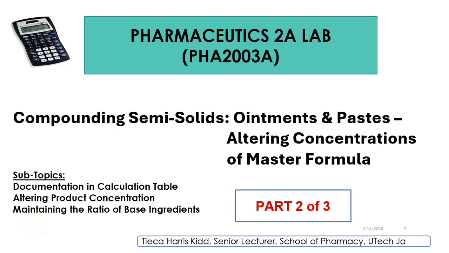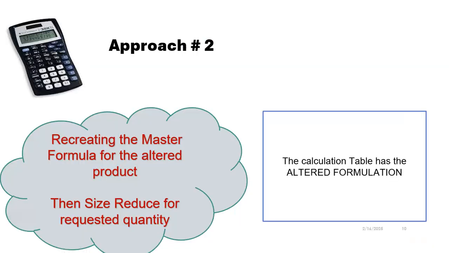Welcome to part 2 of altering product concentration, looking at maintaining the ratio of the base and how to document in your calculation table. Now, if you've reached this video, you should have covered recording number 1, where we introduce you to Resorcinol paste formulation. In this one, we're going to recreate the master formula, not from a percentage perspective, but keeping the formulation in its original metric quantities, and then we size reduce for the formulation quantity requested.